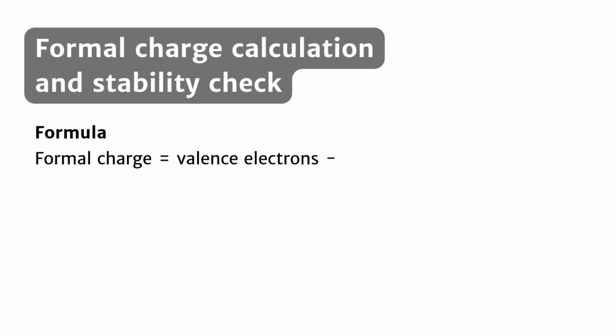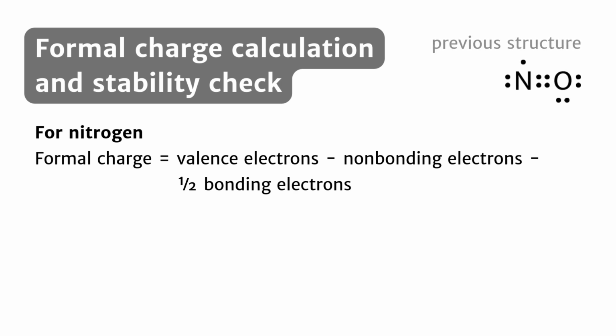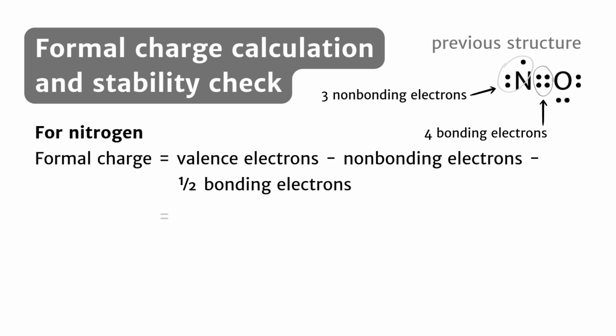This is the formula we can use to calculate formal charges for the NO Lewis structure. Formal charge equals valence electrons minus non-bonding electrons minus half times bonding electrons. Just input the data and insert the values to determine the formal charges for each specific atom. For the nitrogen atom, valence electrons equals 5, non-bonding electrons equals 3, and bonding electrons equals 4. So, the formal charge will equal 5 minus 3 minus half multiplied by 4, which equals 0.